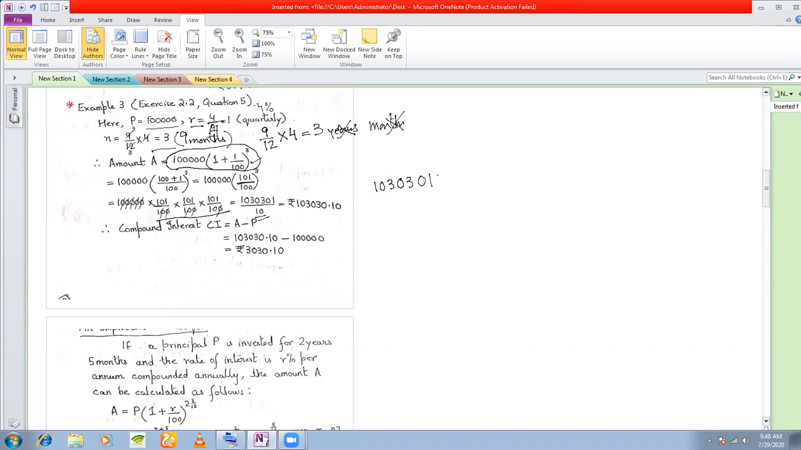103,030,1 divided by 10. This is what I get after multiplication, after multiplying 101 into 101 into 101. And then what happens, since I have a 10 in the denominator, I only shift one decimal to the left. 103,030.1.